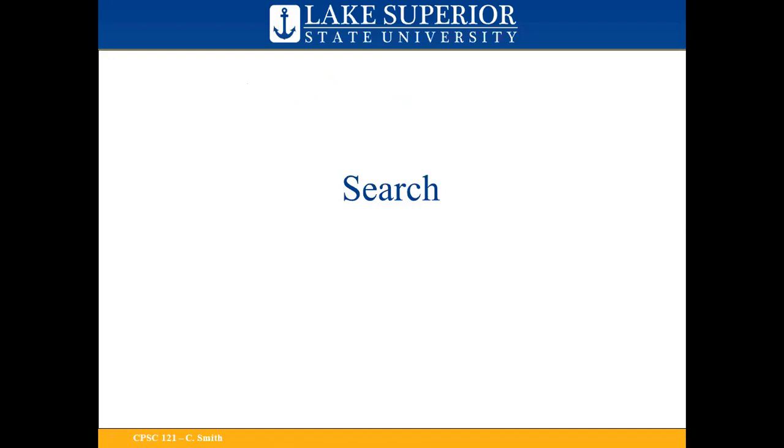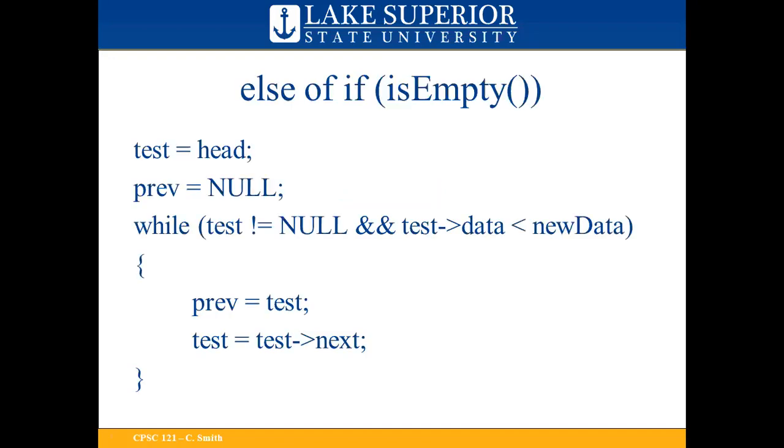So now we're going to drop into the else of that if. So the else of the if is not empty. And in this else, we're going to start off by just doing a search. So we're going to take our test pointer. This is a pointer to a list node. And the prev pointer, that's a pointer to a list node as well. And those are both locally declared in the insertion method, in the insertion function. So test is being set equal to head. Prev is being set equal to null.